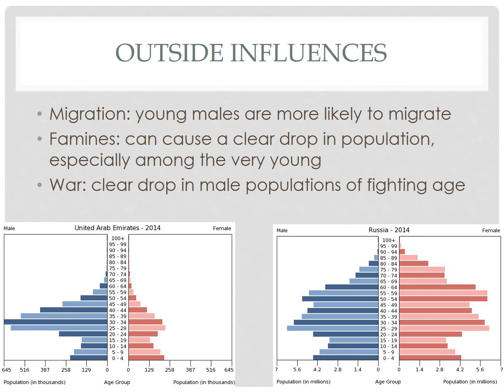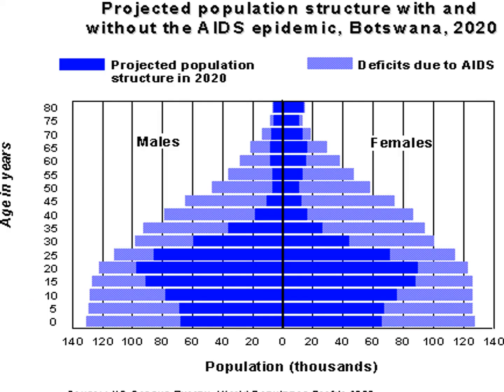And finally, war. This is looking at Russia. Now notice the very top, how there's significantly fewer men than women. This is a product of World War II. All the men that died during the war, we can still see that represented in their population pyramid.